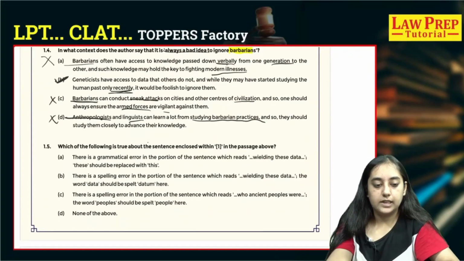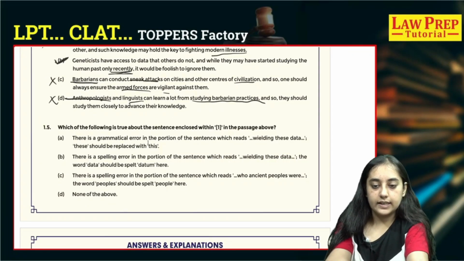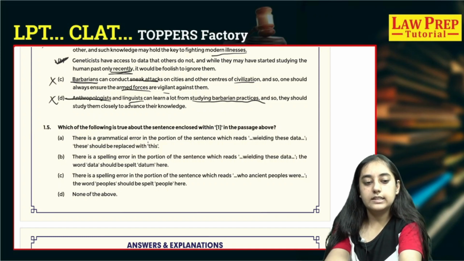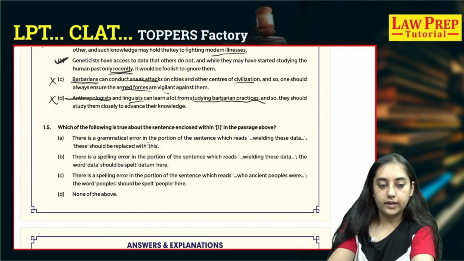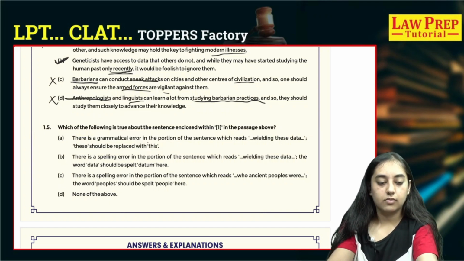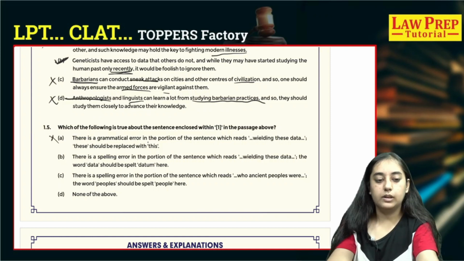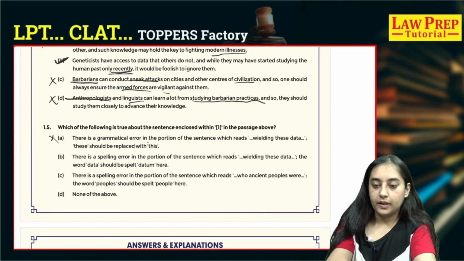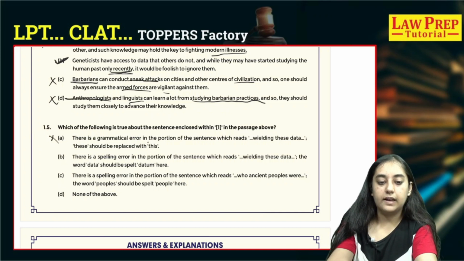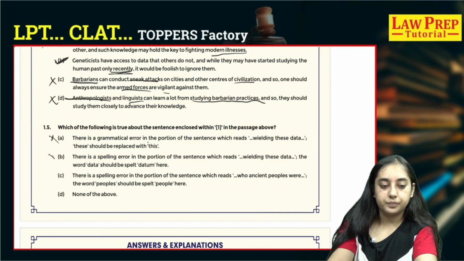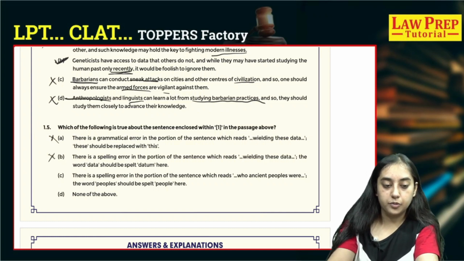Okay, let's look at the options now. So option A says there is a grammatical error in the portion of the sentence which reads wielding these data. These should be replaced with this. No, because I've already told you that data is plural and these will be used. So option A is incorrect. And the next option says wielding these data. The word data should be spelled datum here. No, plural, the usage of data is absolutely correct. So option A and B are removed, eliminated.